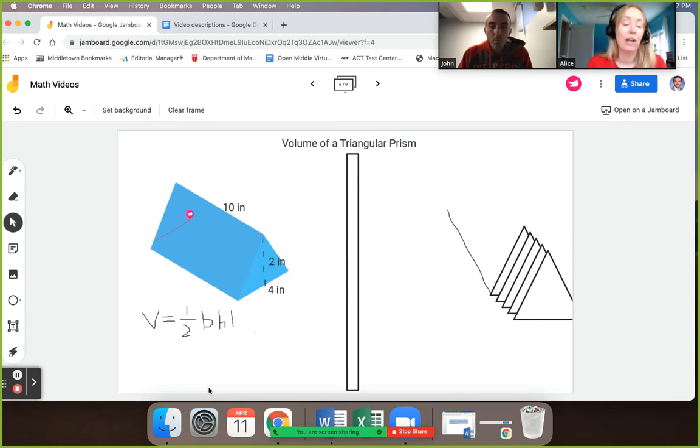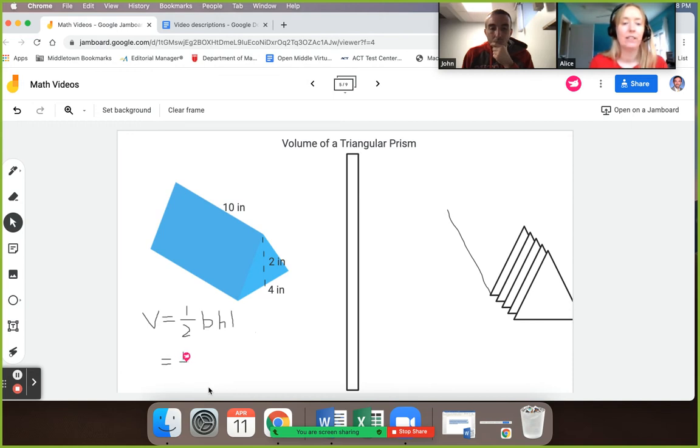The way I learned it was just to know this formula: volume is 1/2 base times height times length. Base is the base of the triangle, so it's 4 inches. Height is the height of the triangle, so it's 2 inches. And the length is the length between the two triangular faces, so it's 10 inches. So I would just plug it in. I'd say, okay, the volume is going to be 1/2.